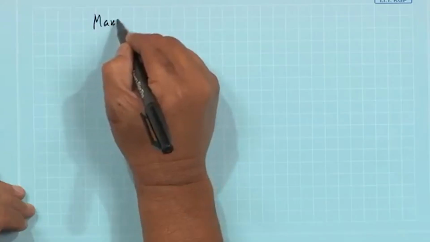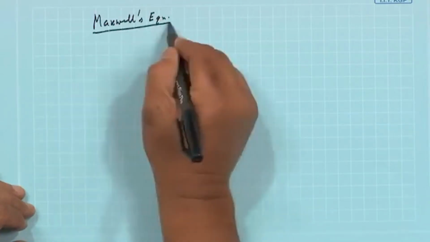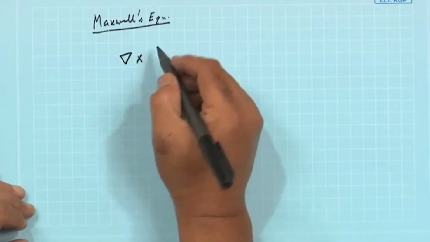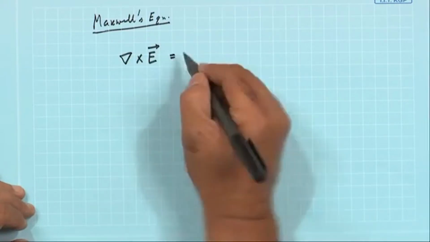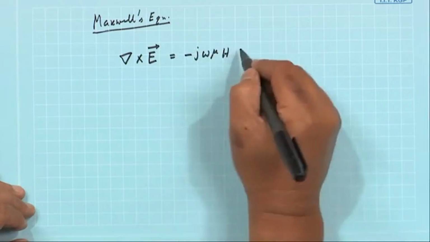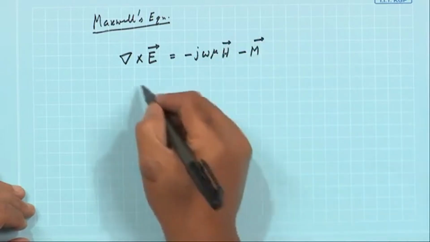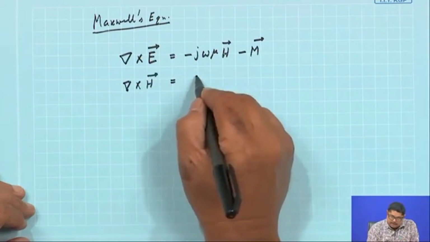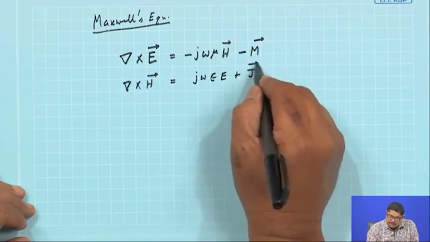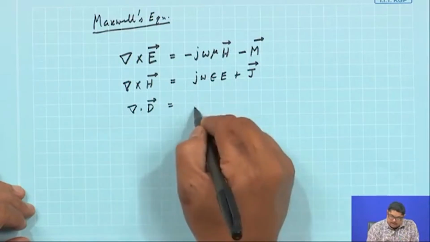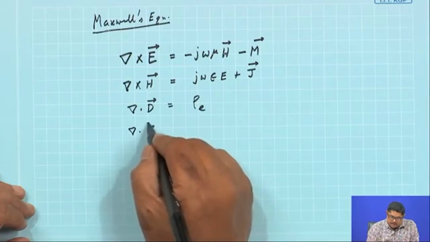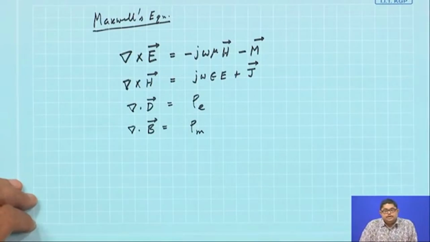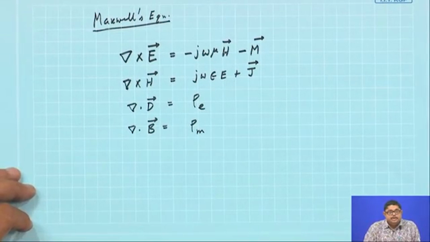So, let me rewrite Maxwell's equations when both J and M, that means electric current and magnetic current, are present. I can write them. Maxwell's equations: del cross E is equal to minus j omega mu H minus M, then del cross H is equal to j omega epsilon E plus J, del dot D is equal to rho E, and del dot B is equal to rho m. So, this is the generalized Maxwell's equation, time harmonic case, that means both J and M are time harmonic currents.